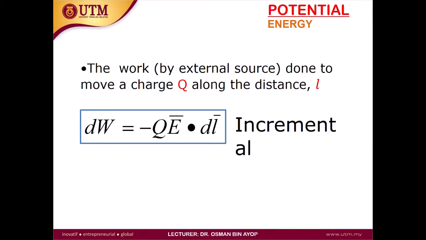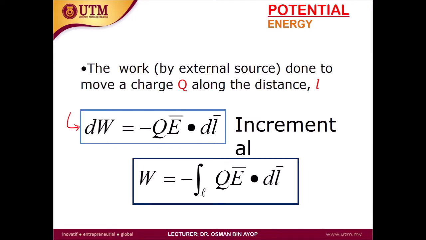So we can represent the work as dW. dW means the incremental work along the dl. So it is equal to minus QE dot dl. The charge is within the electric field. So the total work done to move the charge in the electric field is equal to the integration of QE dot dl.